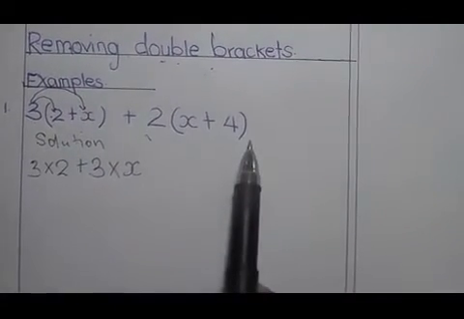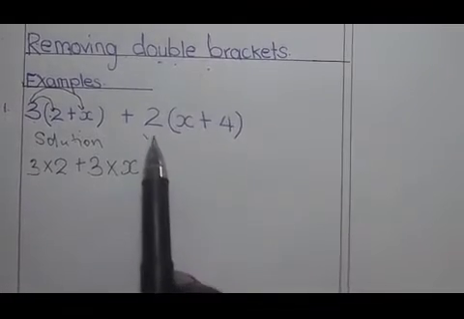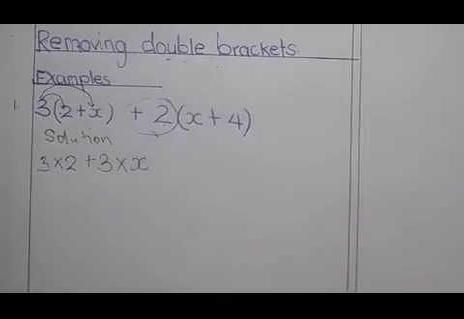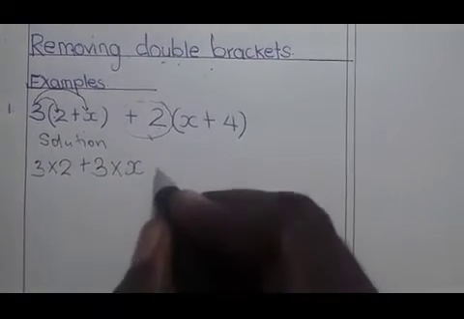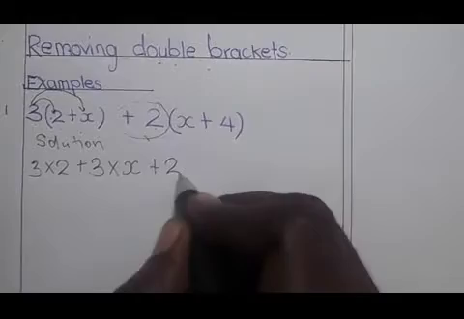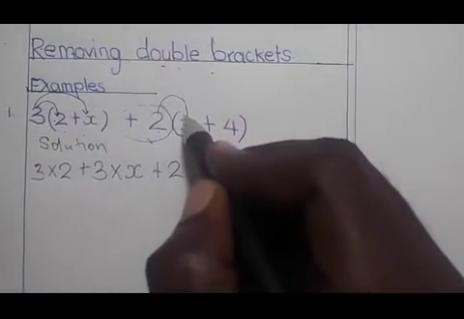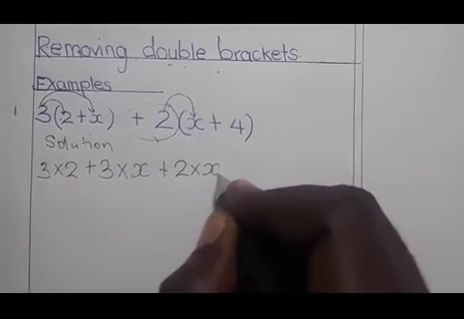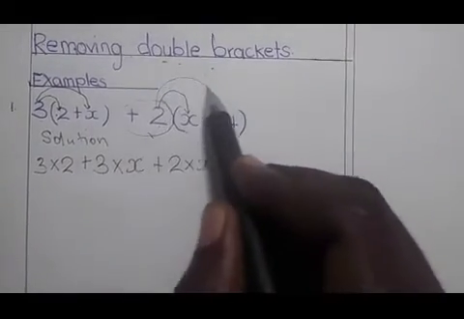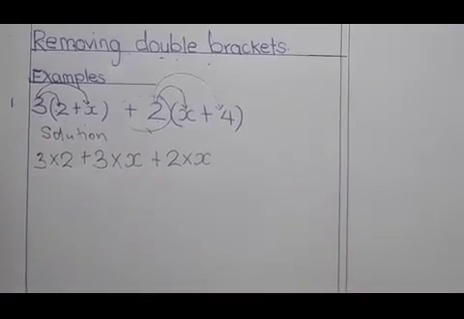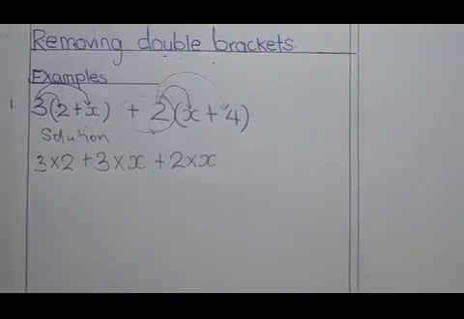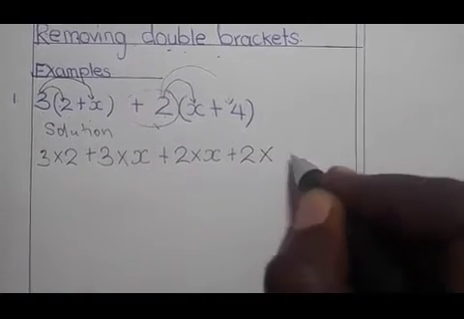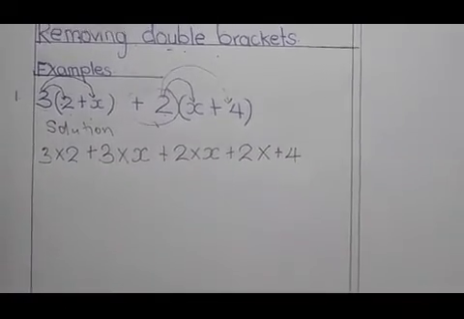We come to the second bracket. In the second bracket, we are removing using this positive 2. You see the sign before 2, it is positive. So we get positive 2 times the first term inside the bracket, and that is x. The same 2 outside the bracket is multiplied by the second term. But remember 4 is also positive. So we get positive 2 times the positive 4 inside the brackets.